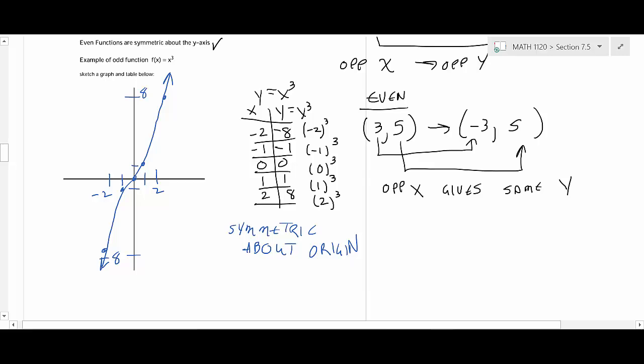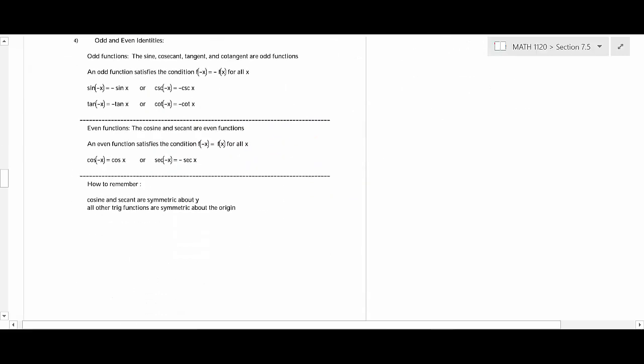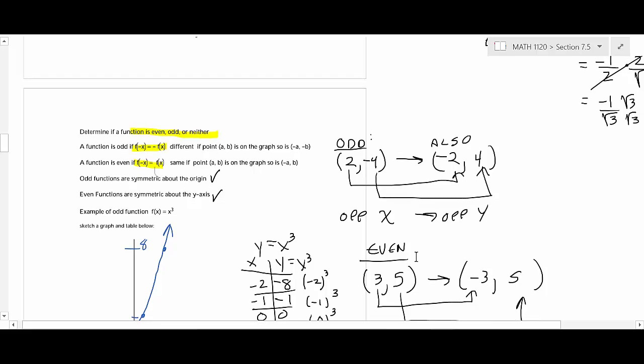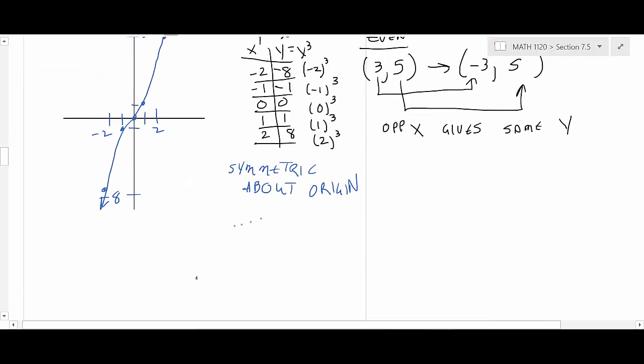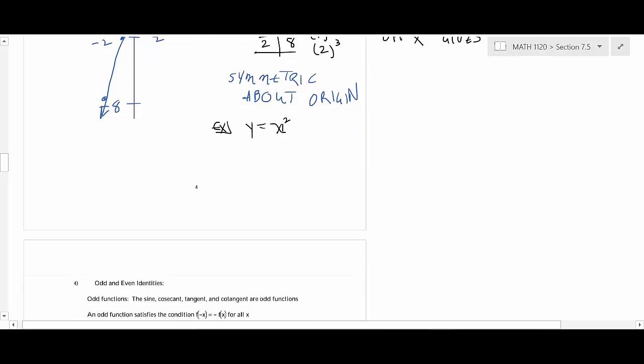Okay, so that would be an odd function. And one other thing I want to do on this is also do an even function. I want you to kind of squeeze this in somewhere. Okay, I'll just keep this simple. Let's say that we have y equals x squared. That's a good standard even function to show a student.